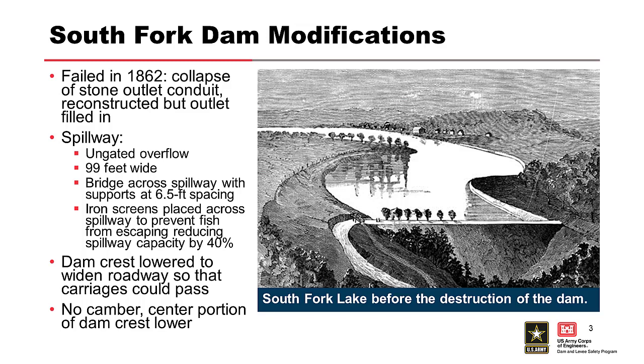The risk associated with this project was that a bridge across the spillway, supported by 6.5-foot spans, was constructed, and more specifically, iron screens were placed across the spillway to prevent fish from escaping, which greatly reduced the spillway capacity by as much as 40%. Also, the dam crest was lowered to widen the roadway so that carriages could more easily pass. And again, this was built and then the failure occurred in the 1800s.